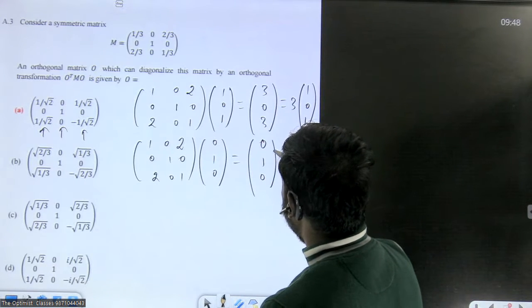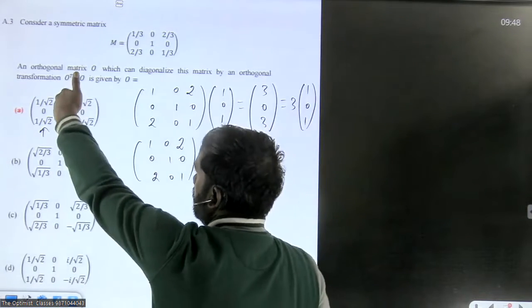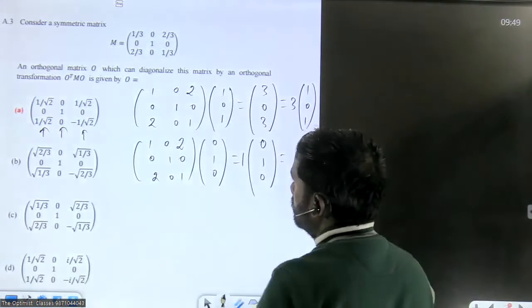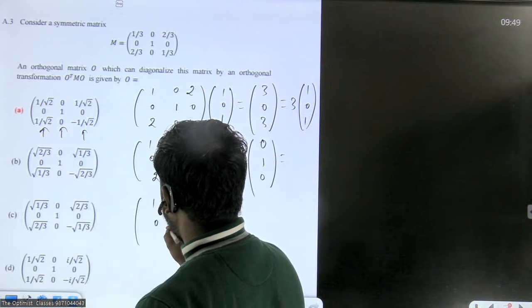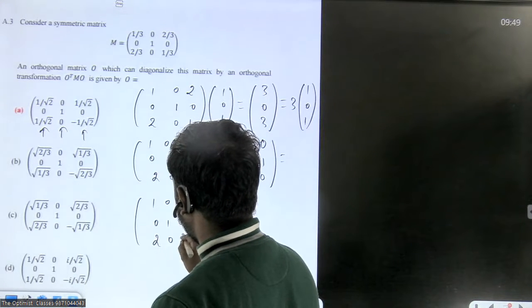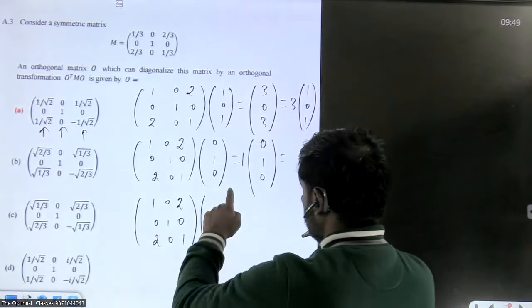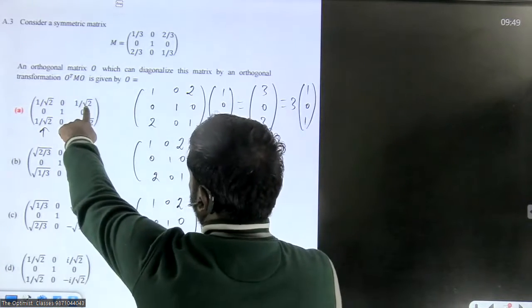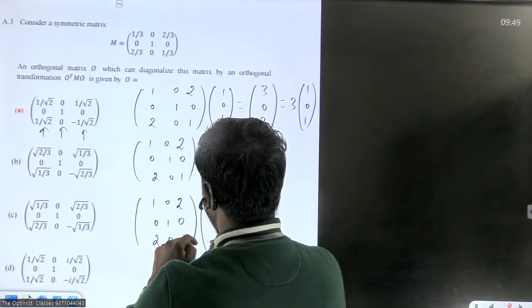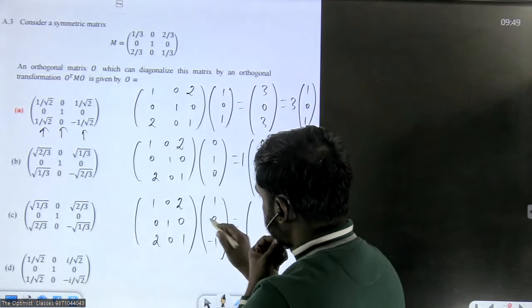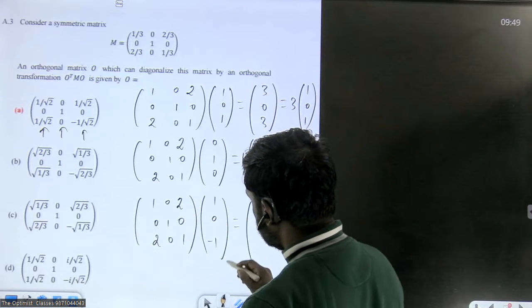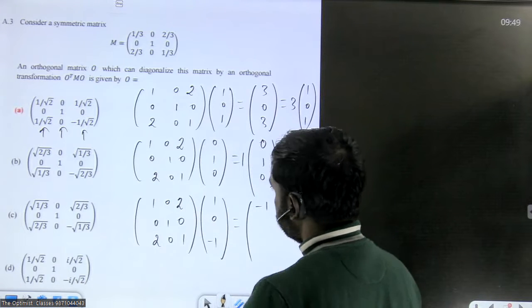So we can say that this is also an eigenvector with eigenvalue 1. Okay, now let's check the third one, the third column. So 1 by root 2 I'll take common, so this is 1, 0 and minus 1 we have. Okay, so when you multiply, just do the multiplication, you get here minus 1, right?